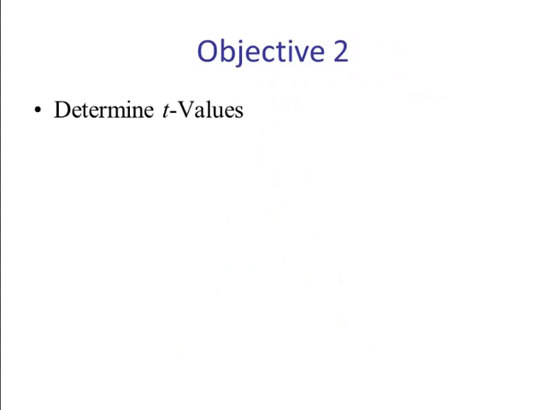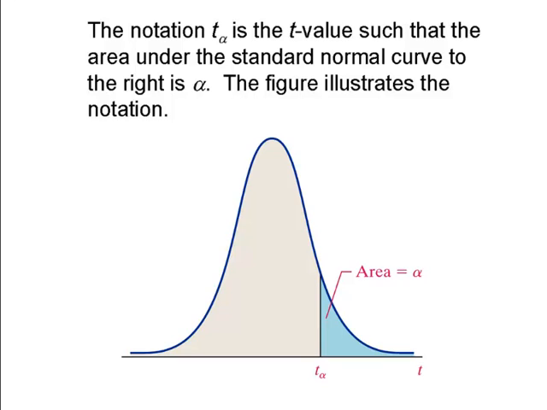Lesson objectives. Now with the t distribution, we're going to use a new table, and in that table you read it differently than we did for the standard normal table. Instead of giving you area to the left, now this table gives you area to the right, and this area is equal to what we call alpha. So the notation would be t sub alpha.